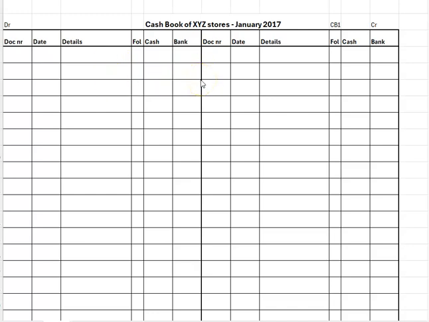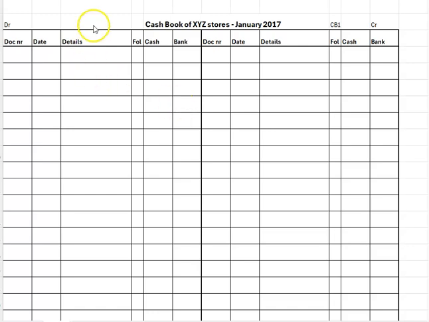In the olden days, they had a cash book that was handwritten. Nowadays, you can do it on an Excel spreadsheet like I've done here, or you can even use a program like SAP or QuickBooks in order to make your life a little bit easier. Okay, so let's look at the format of our cash book.